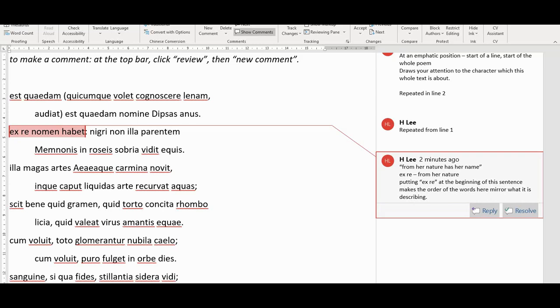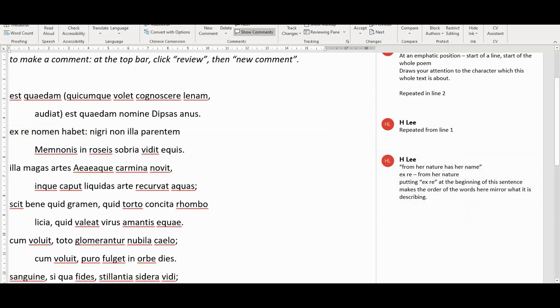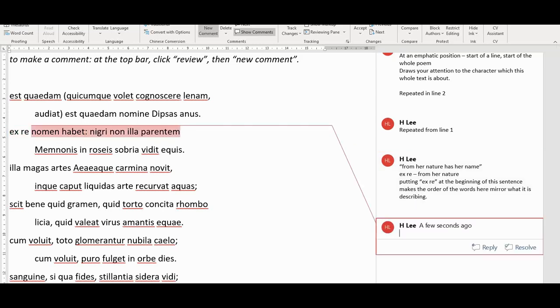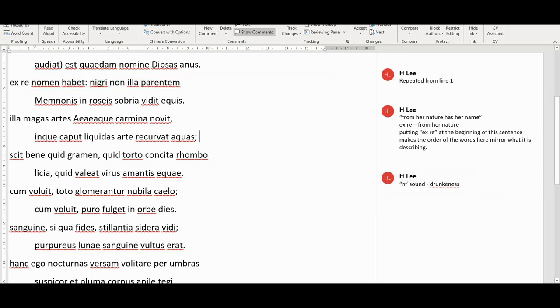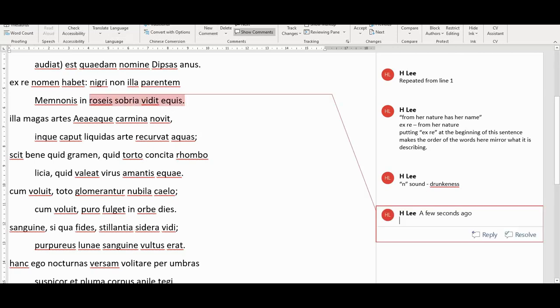Sorted. Okay, we then had, in this sentence, the N sound, didn't we? And why is it that there was an N sound? Well, in this passage, in fact, the N sound goes on to Memnonis, so really my comment should be a bit further. But there is the N sound maybe to show the drunkenness, to show that she is often nonsensical at that time, and that drunkenness may be added in the repetition of the S sound here as well.